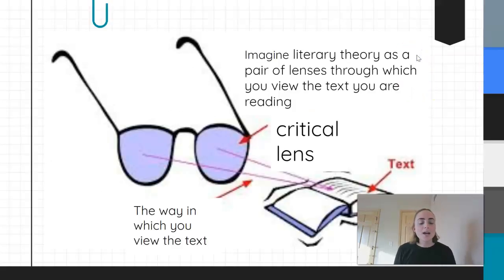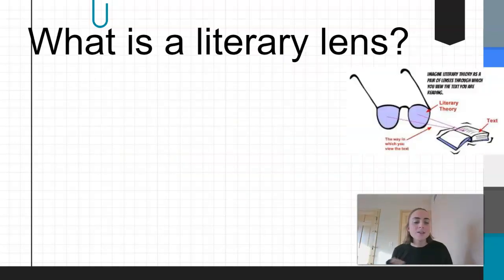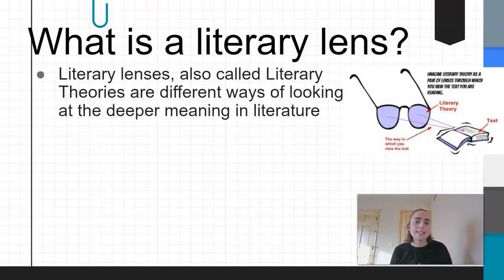Today we're going to be talking about literary theories, and this is also known as critical lenses. So you can think about a critical lens as putting on a pair of glasses and it impacts the way that you see the world. So imagine that you put on these pair of glasses that have purple tinted shades, and it changes the way everything looks, right? Things are going to appear purple, and you're going to notice different things because you're wearing these glasses. So that is another way to think about literary lenses.